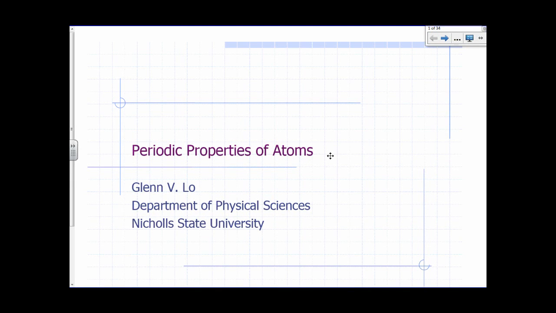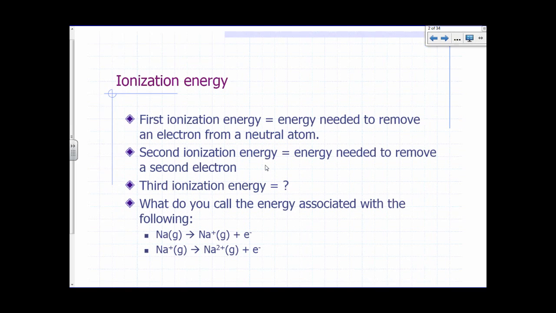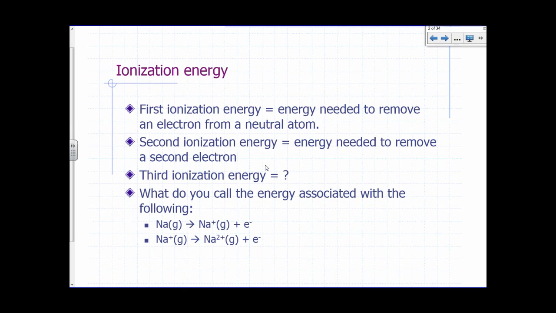Alright. What we're going to do in this lesson is talk about properties of atoms, and we're going to try to correlate trends in properties of atoms with their location in the periodic table and with their electron configuration. First, let's talk about ionization energy.